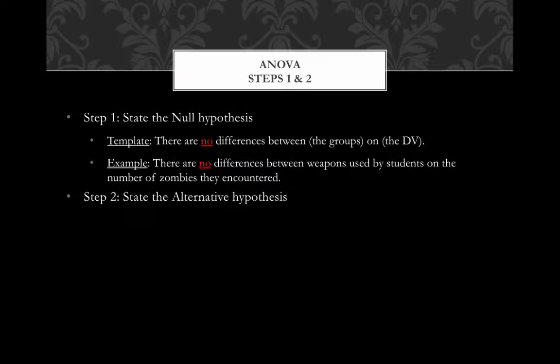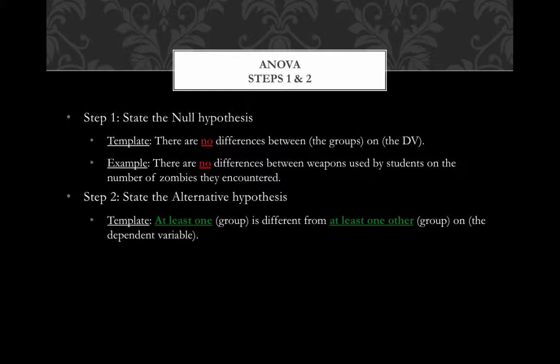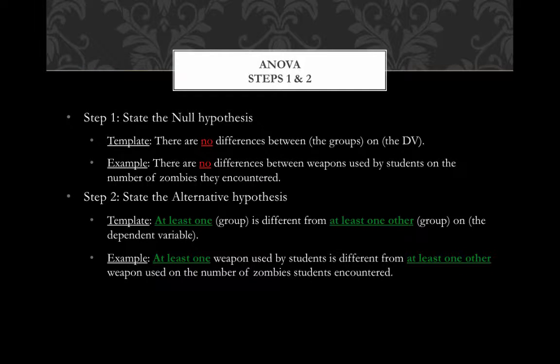And because we have more than one group, in fact we have 6 groups, we're going to reject the null and accept the alternative if at least one of these groups differ from at least one other group, which is why we write out our alternative hypothesis such that at least one group is different from at least one other group on your DV. So at least one weapon used by students is different from at least one other weapon used on the number of zombies students encountered.